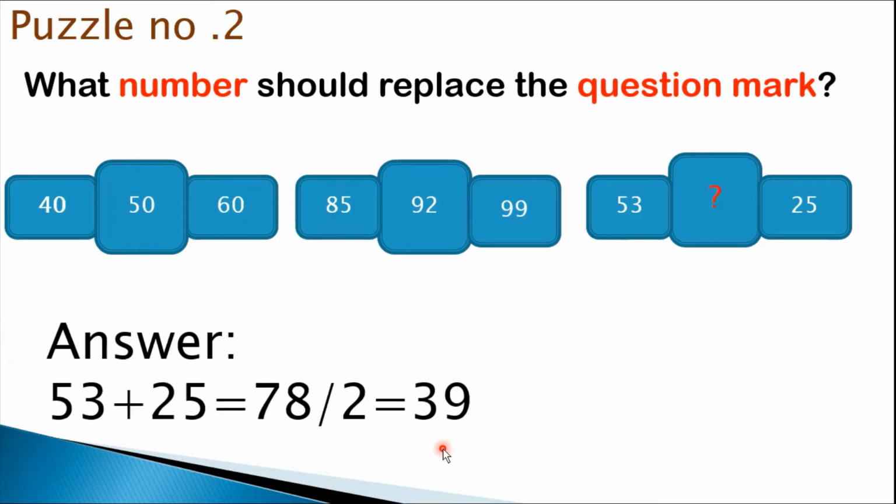And the answer is 39. How did we get 39? Just to give you some background: 53 plus 25, you will get 78, divided by 2. The same pattern you can apply here. 40 plus 60 is 100, divided by 2 is 50.